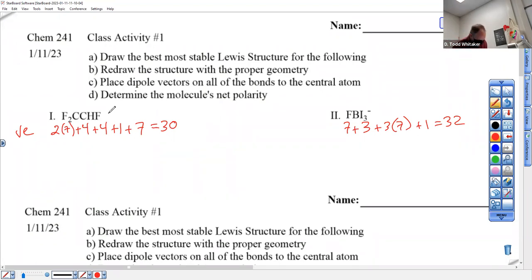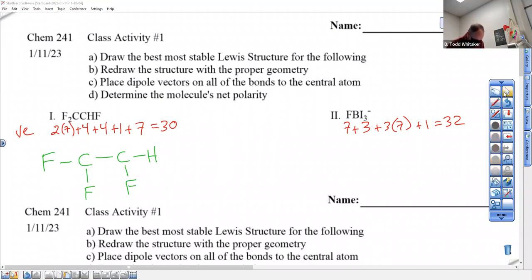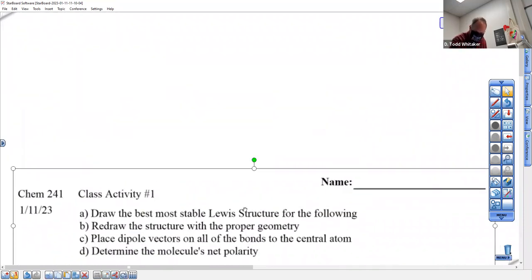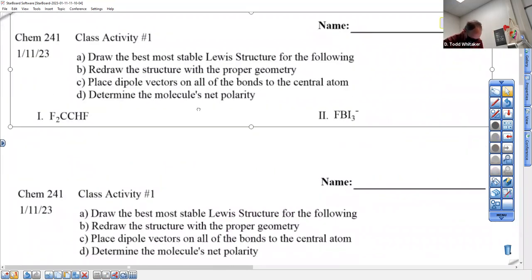So your skeleton starts with an F on the left, goes to a C. There's another F on that same C. I don't care if you draw it up or down, it doesn't matter. After that, what's to the right of this C? Another C. Don't worry about double bonds or triple bonds yet. Do that at the end. What about on that C? What are the two things? An H and an F. I wanted you to have a blank version of the question on the top of the screen, which you now do, and do the answer on the bottom version.